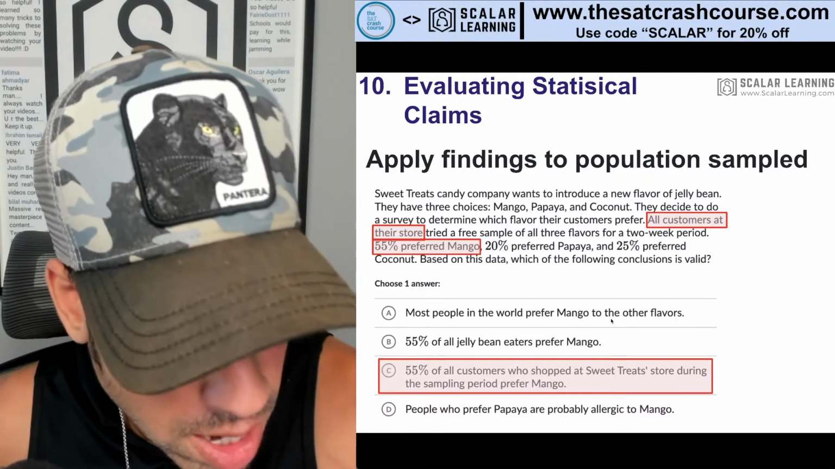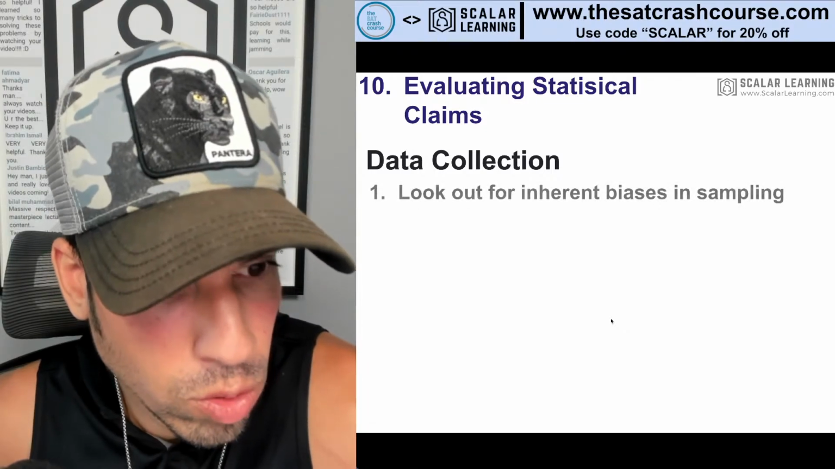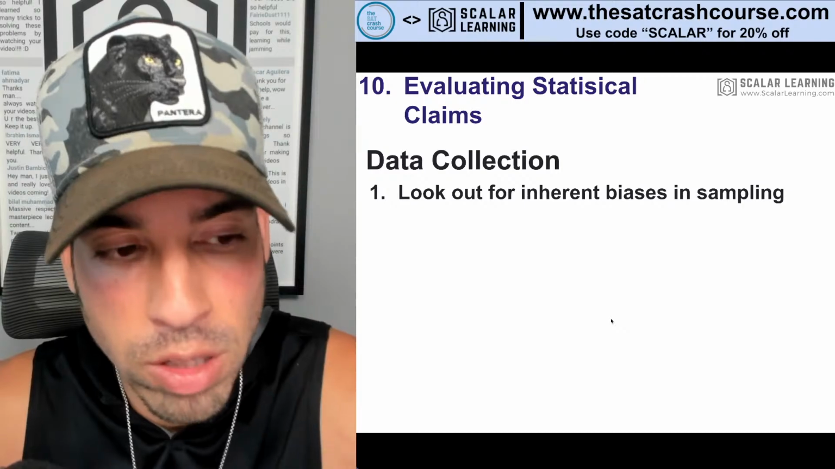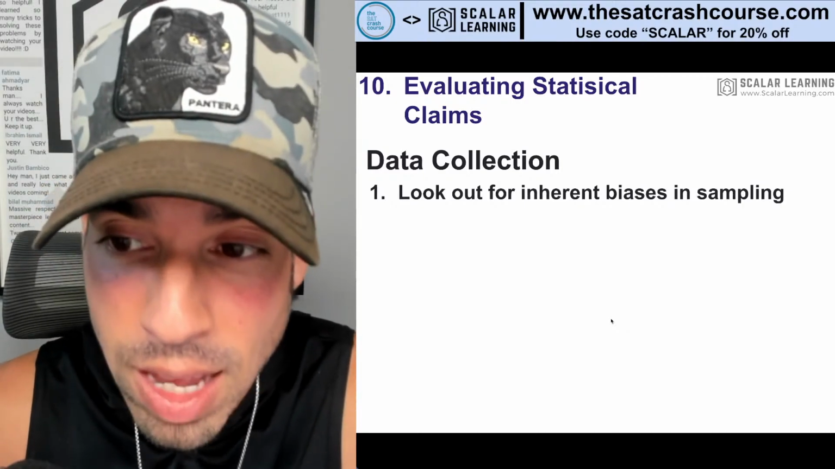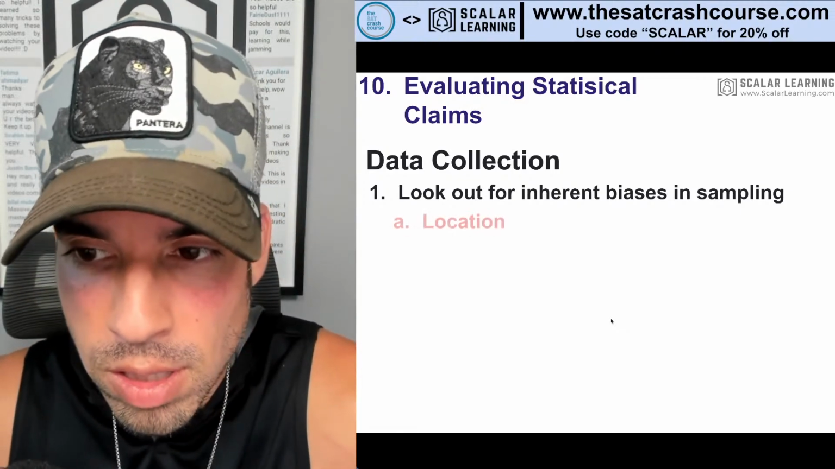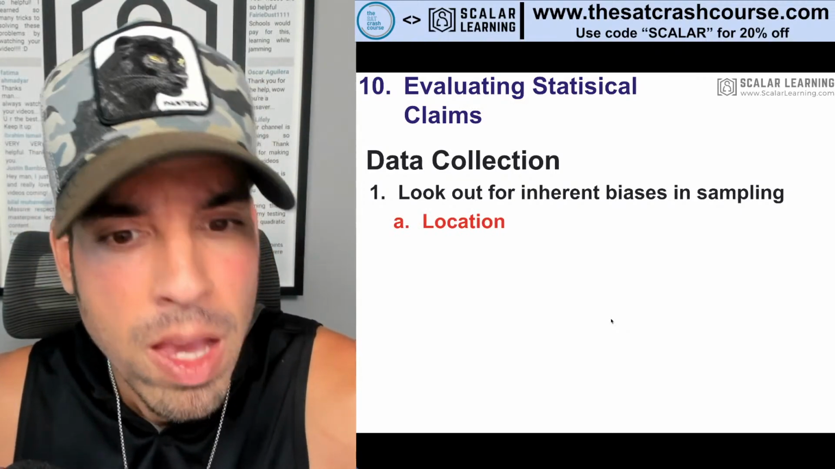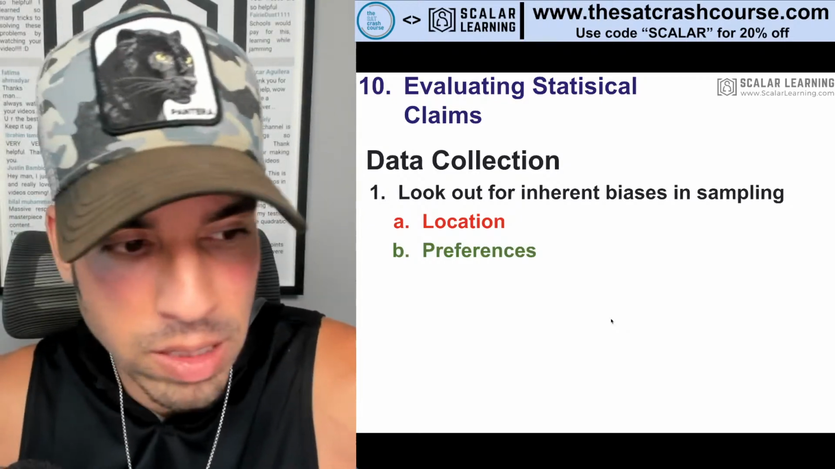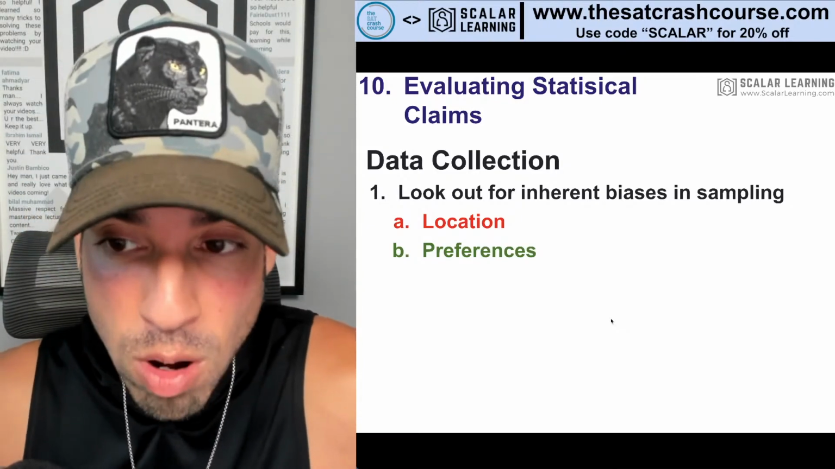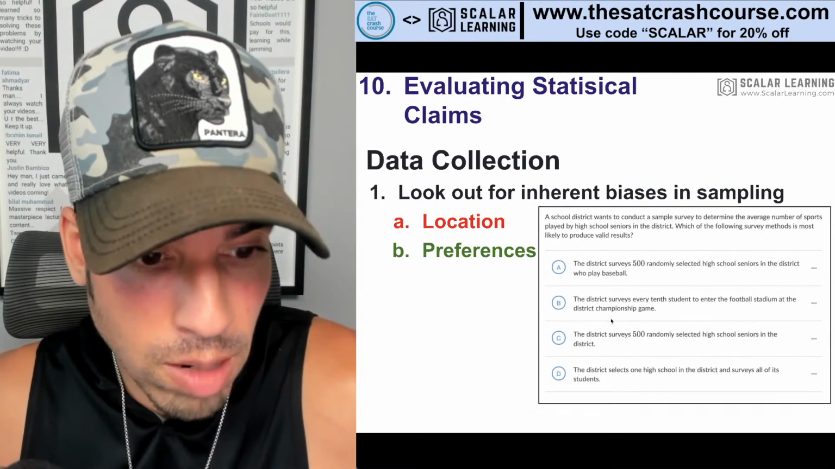Okay. Now let's move along to another thing we want to look out for in data collection, which is looking for inherent biases in sampling, because a lot of times this can discredit an entire survey or sampling study. So we want to look for biases in two main places: location as well as preferences. Preferences is a little broad to define, so let me give you an example.